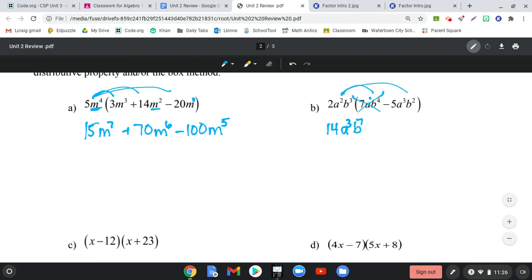All right, that term's done. So I'm just going to cross it out so I can just focus on 2 times negative 5, negative 10. I have 2 a's and 3 more, so a to the 5th. And 3 b's and 2 more, b to the 5th. And there's your answer.